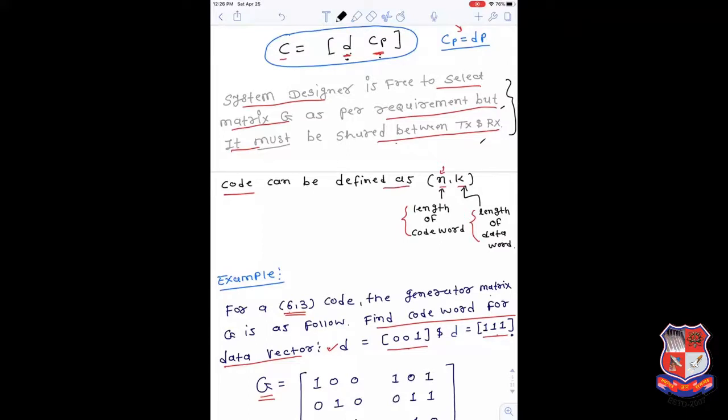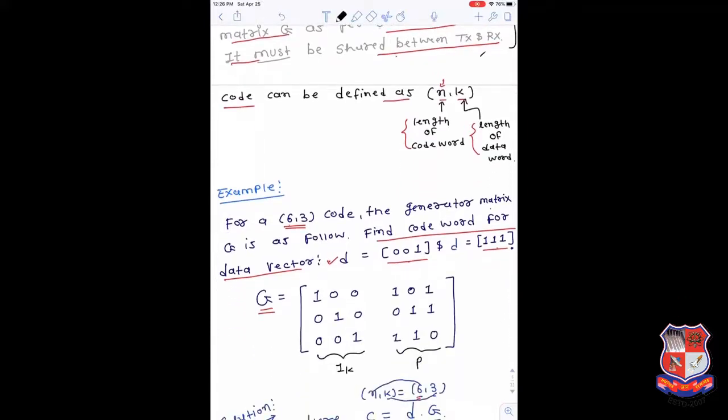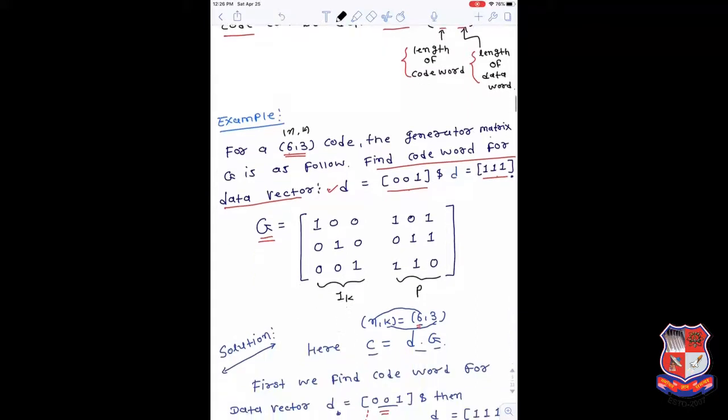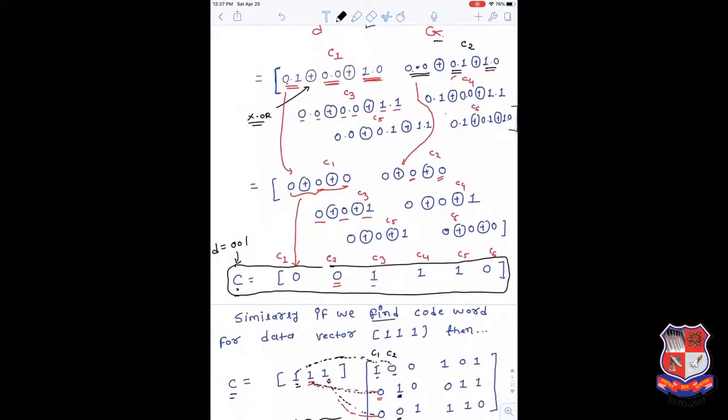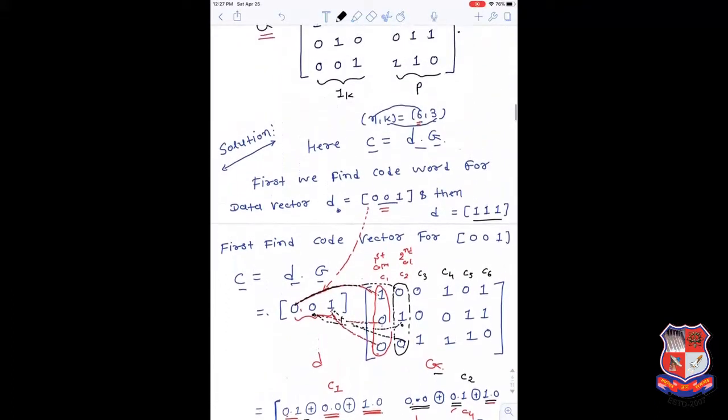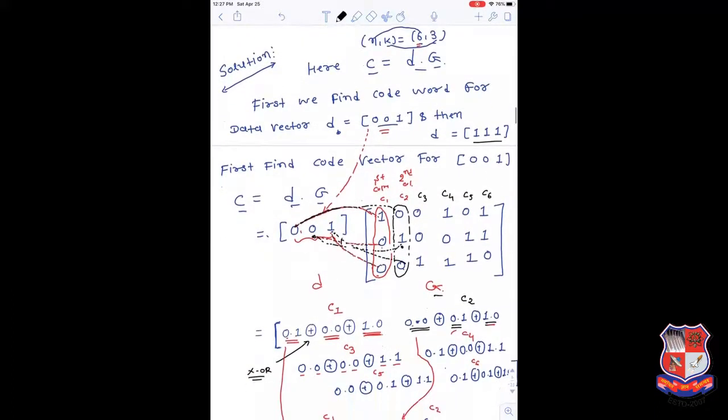We have taken one example for better understanding of these things. In this example there is a (6,3) code. The first number defines the length of the code word, that is n, and the second number defines the data vector length, that is k. There are 2 data vectors, 0,0,1 and 1,1,1. It is multiplied with the matrix G, which is formed over here, and then finally we produce a code vector C. The code vector C is 0,0,1,1,1,0, which corresponds to the data vector D after multiplying D with the matrix G provided.